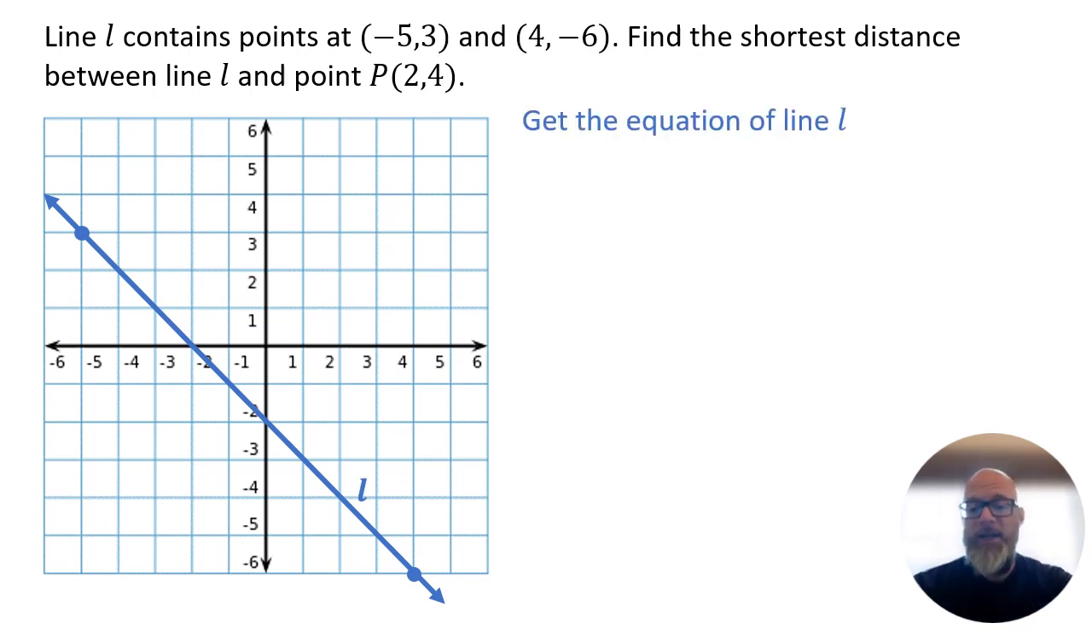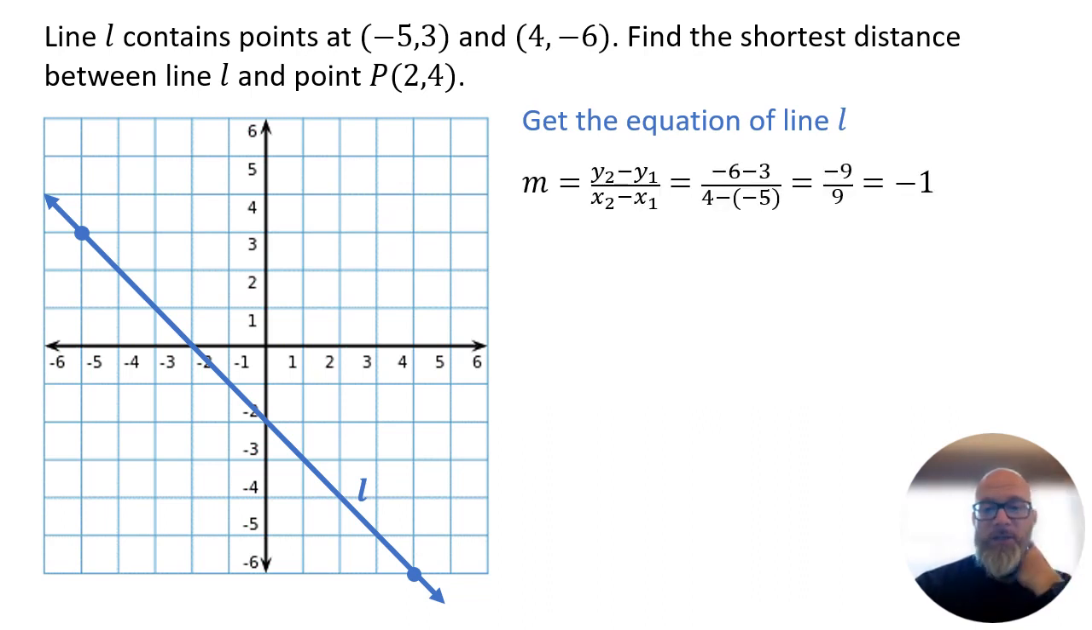Find the equation of line L. How do you do that? Well, there are 3 parts to this first step. Part 1, use the slope formula, y2 minus y1 over x2 minus x1, to find the slope of the line. You just use the ordered pairs (-5, 3) and (4, -6), plugging them in for x1, y1, and x2, y2, and you get a slope of -1.